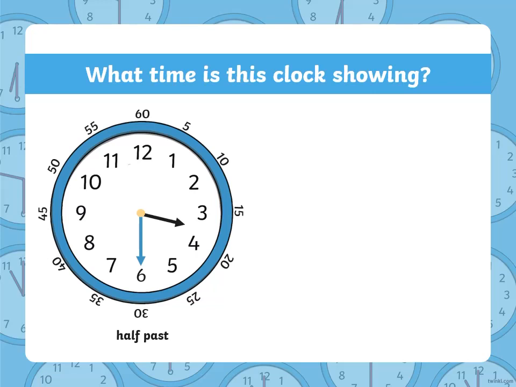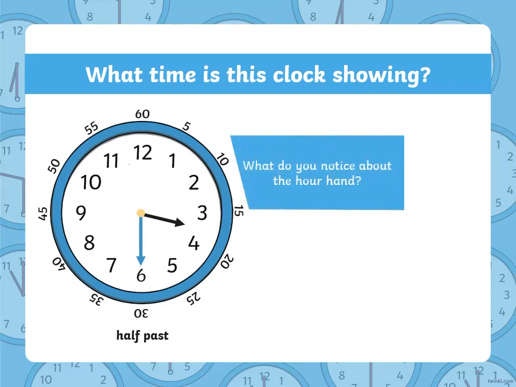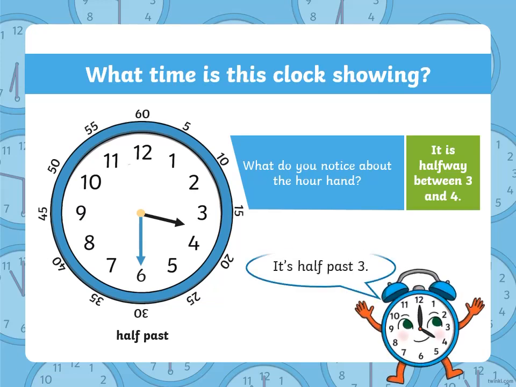What time is this clock showing? I wonder if you can do this on your own. Have a look where it's pointing, the minute hand, okay? And then have a look where the hour hand is pointing. What do you notice about the hour hand? That's right, it's halfway between 3 and 4. It's half past 3.